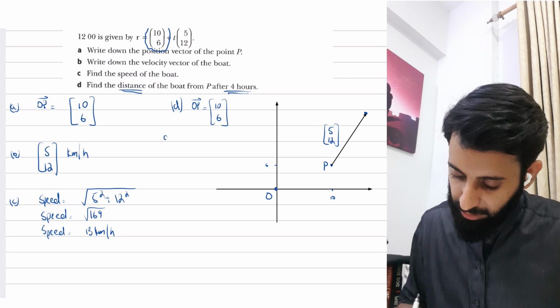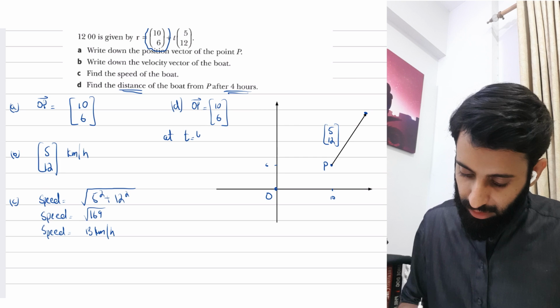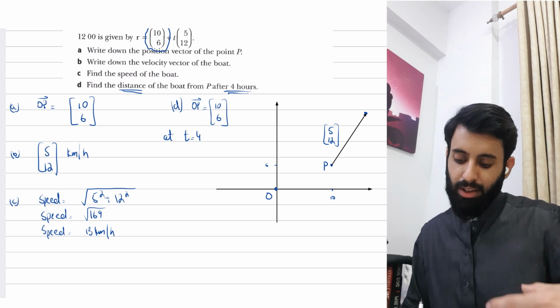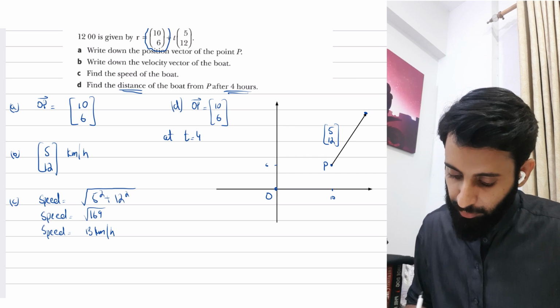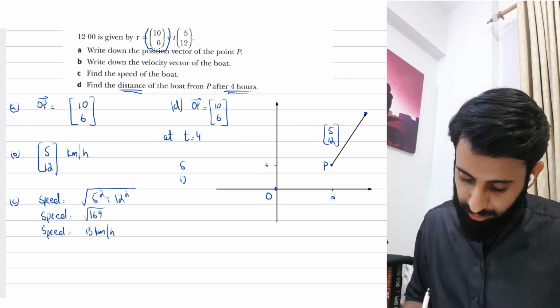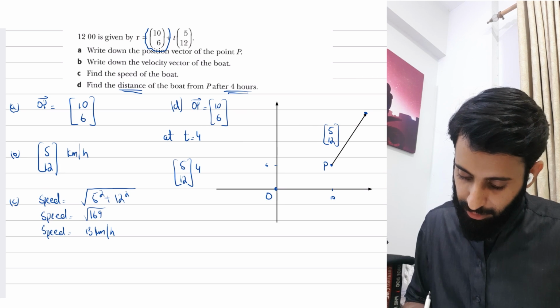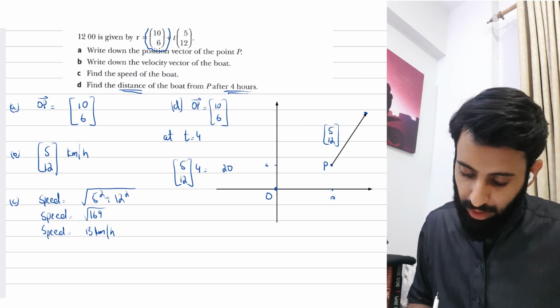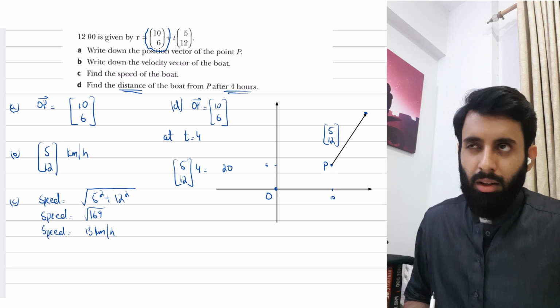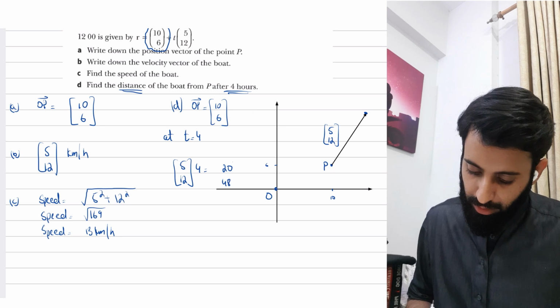So all I've got to do, if I want to know how much the boat has traveled at t equals 4, is take the (5, 12) and multiply it by 4. If I do that, I'm looking at 20, and 12 times 4 is 48. So we're looking at (20, 48).